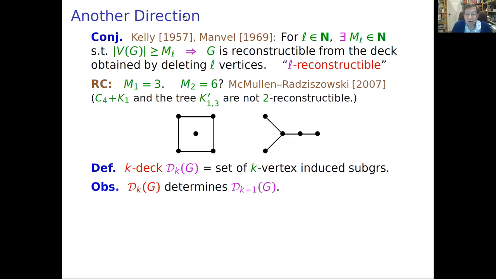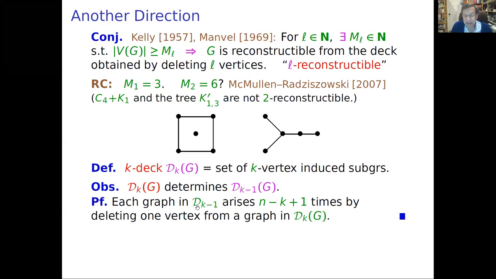And the reason why this conjecture is reasonable to think about and of interest is the simple observation that the k-deck of a graph determines its (k-1)-deck. That's quite easy to see because each graph in the (k-1)-deck arises exactly n-k+1 times by deleting one vertex from a graph in the k-deck. So if you take the graphs in the k-deck and you look at everything you can get by deleting one more vertex and just group them n-k+1 at a time, you will obtain the (k-1)-deck.